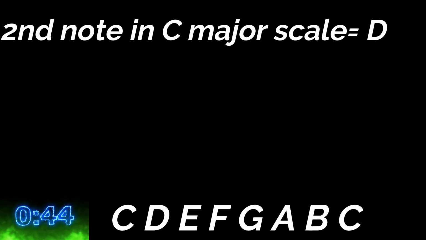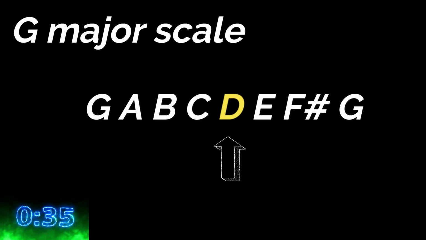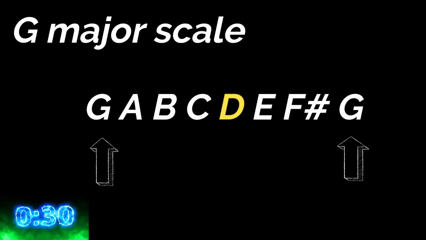Now, let's take a look at the relationships between these notes. The second note is D, and the fifth note is G. Now, looking at my G major scale, I will get D as my fifth note or dominant note, and G as my first note or tonic note. Note well, G is also serving its purpose in the C major scale as a dominant note.